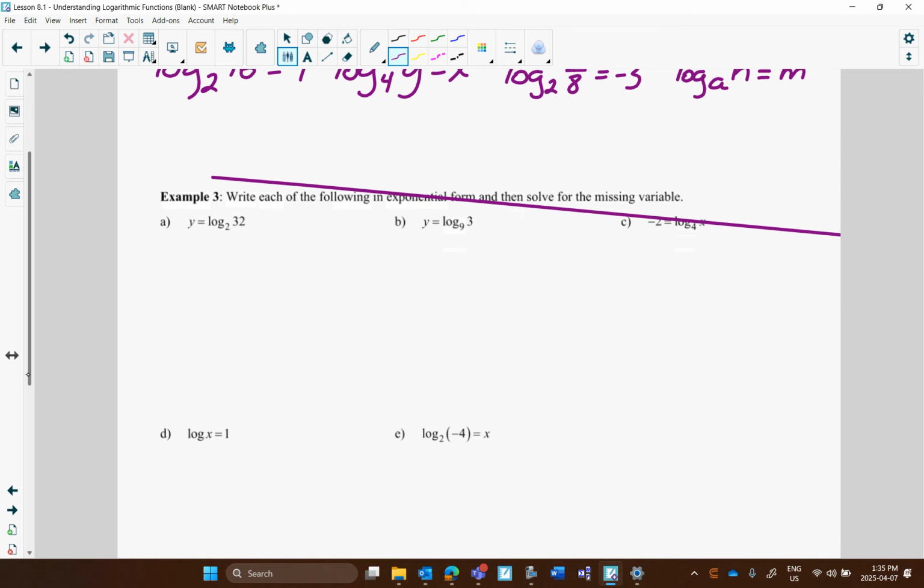So here, we can actually take it one step further and say, okay, log base 2 of 32 is equal to what? Well, change it to exponent form. Now, what does this look like in exponent form? 2 to the y is equal to 32. So what exponent, 2 to the what, is 32? 5. So y is 5.